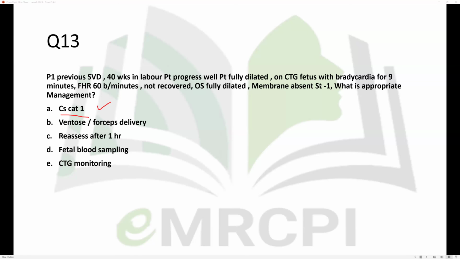If you just change the finding to say, for example, the head is station +1 or even 0, in this case we can do a trial in the theater, moving the patient fast, urgently, just to perform a trial in theater before you proceed to the emergency cesarean, because it will be faster. Otherwise, at -1, no trial.